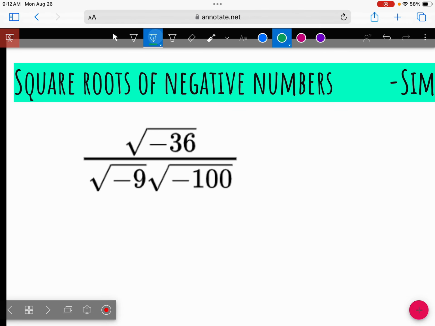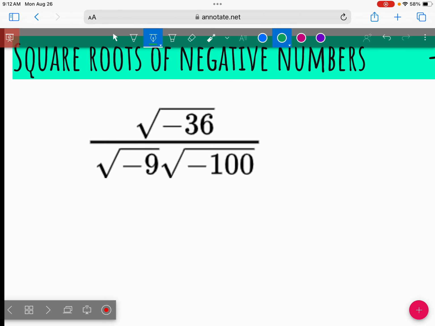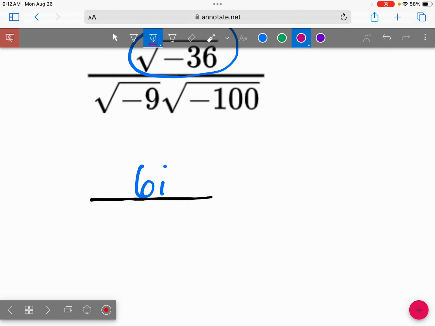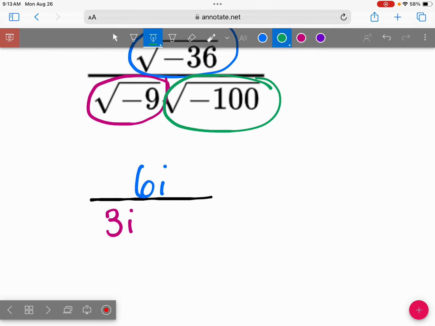Wait, if you separate the i and 36, they wouldn't be together, right? They would be separate because they're all being multiplied, so just leave them together. Okay. Because I can rewrite this fraction. Square root of negative 36. How can we rewrite that? 6i, or i square root of 36, but square root of 36 is 6. How can we write the square root of negative 9? 3i. And square root of negative 100? 10i.